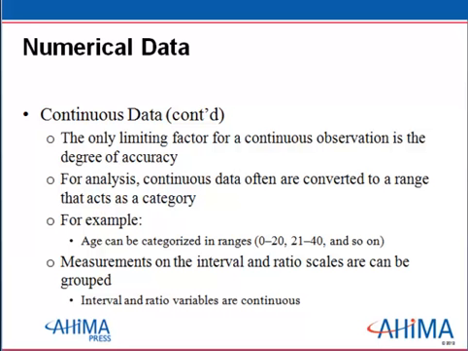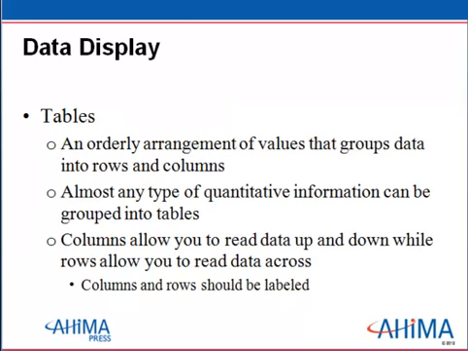For analysis, continuous data are often converted to a range that acts as a category. For example, we could categorize a range in ages. Measurements on the interval and the ratio scales can be grouped. Interval and ratio variables are continuous. Now we're going to move on to actually displaying our data.